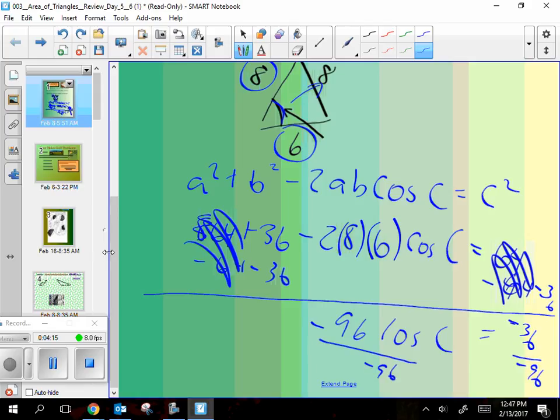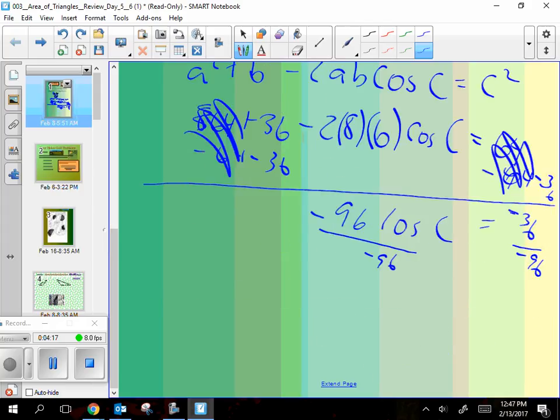Does that come out to 1/3? No. 0.375. Okay, cosine of C equals 0.375. And then I'm going to take the inverse cosine on both sides and then help me with the final answer. What'd you get? 67.5 degrees. Raise your hand if you had that one the same.